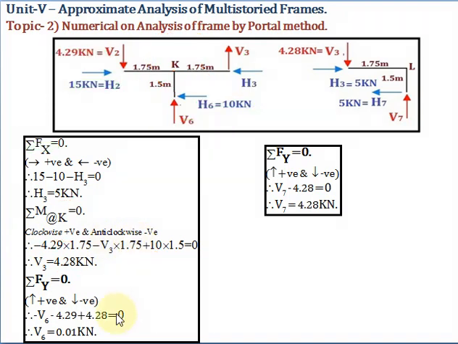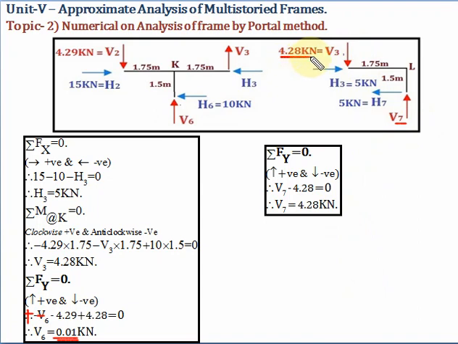Then apply summation Fy equal to 0 now. So consider the summation of vertical forces now. V6 acting upward. Okay, here it should be plus V6 plus, okay, then 4.29. How is 4.29 acting? It is acting downward, so minus, and 4.28 acting upward, plus. Okay, so here we will get the value of V6, 0.01. Okay, now only one force is not known to us, that is V7. Okay, consider vertical forces.